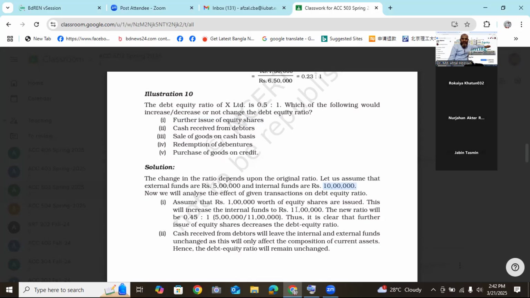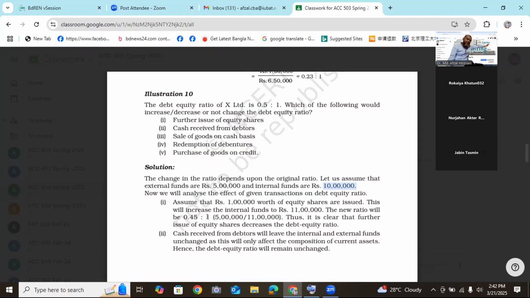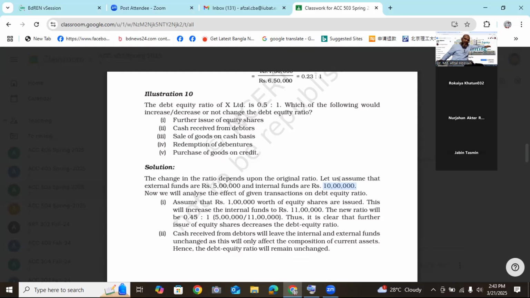and your external financing stays as it was, that means 5 lakh. Now your ratio will be 0.45 to 1. Earlier it was 0.5 to 1. So it is clear that a further issue of equity shares decreases the debt equity ratio.